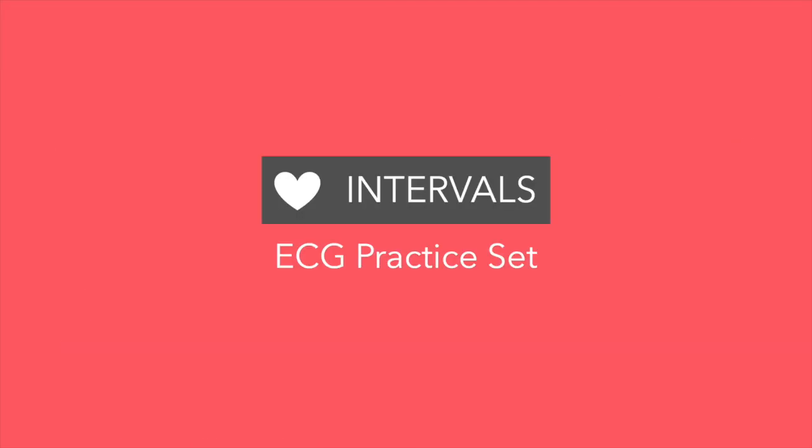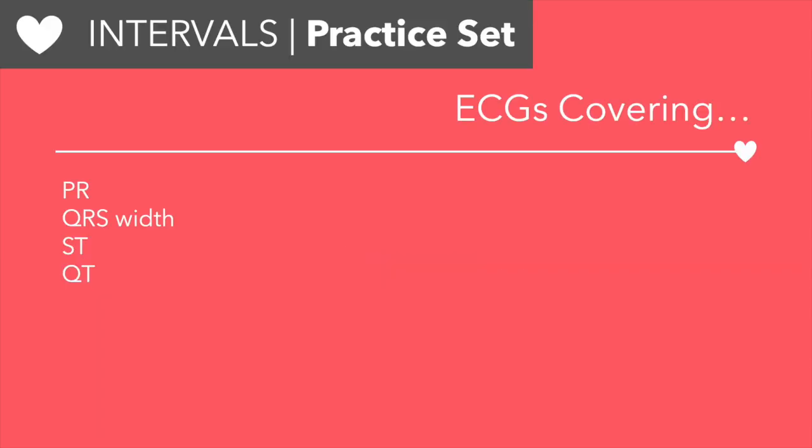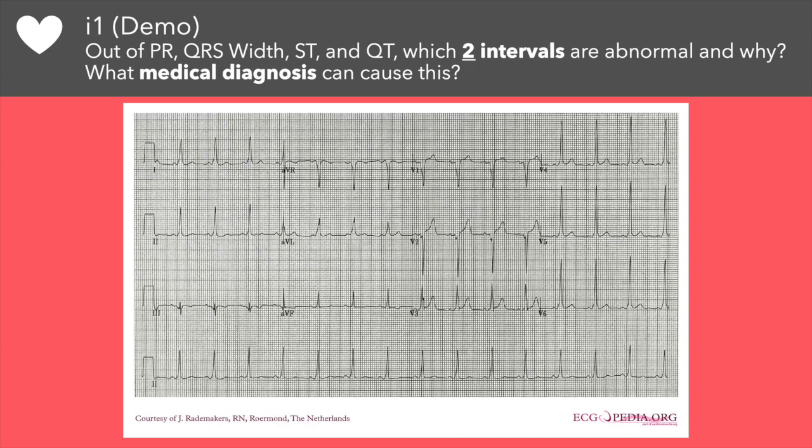The mini-teach for intervals is now complete. It's time to take on the ECG practice set. We'll be going over ECGs covering the PR interval, QRS width, ST, and QT. Let's first do a demonstration. Out of PR, QRS width, ST, and QT, which two intervals are abnormal and why? What medical diagnosis can cause this?